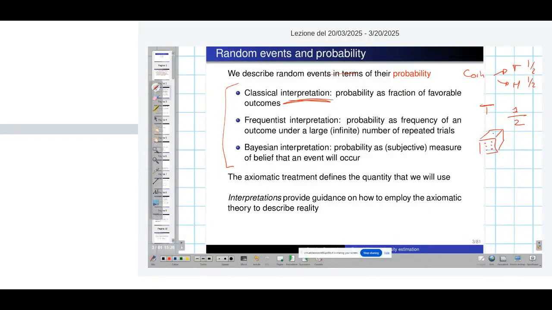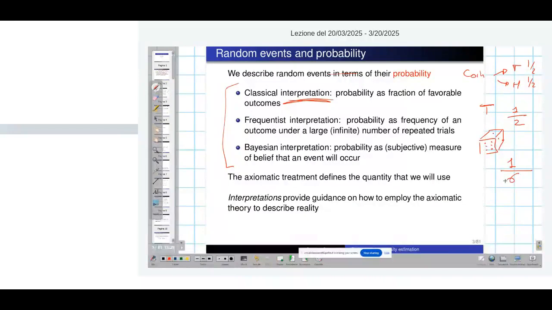If I roll a dice, what happens? The probability of getting 6 is 1/6 because I have 6 possible outcomes and the favorable one is 1. I roll 6 out of 6 possible outcomes. This is the classical interpretation. Probability is associated to an event, and it's the number of favorable outcomes over the total number of outcomes.